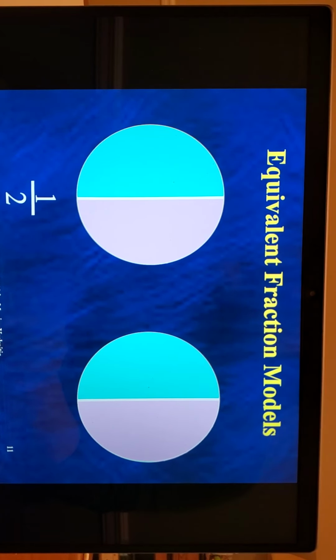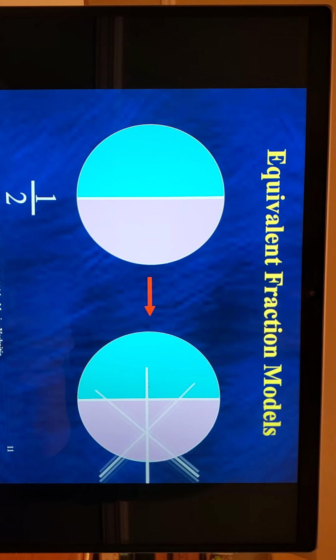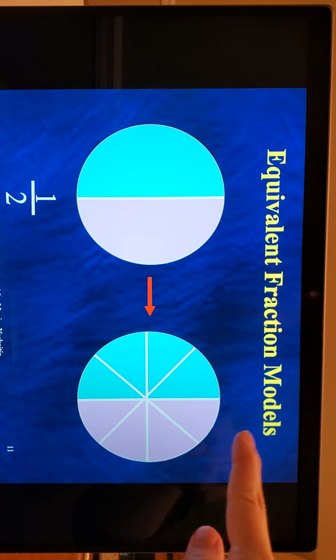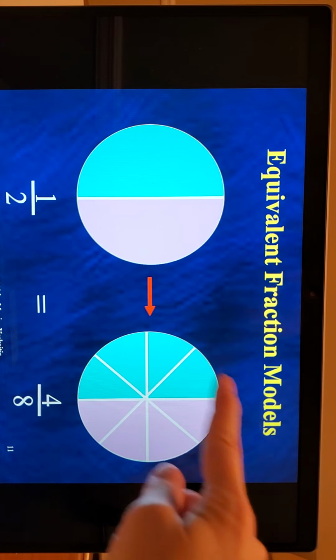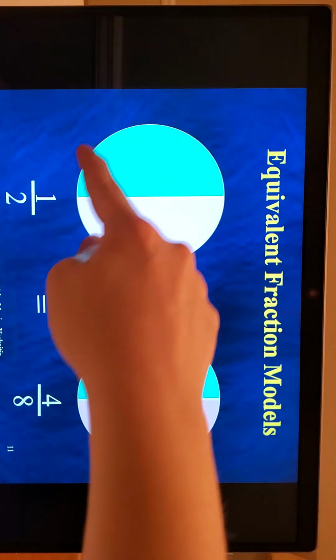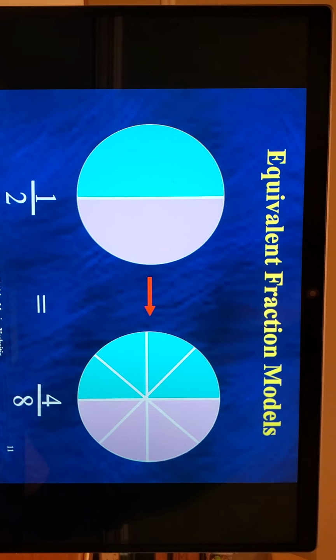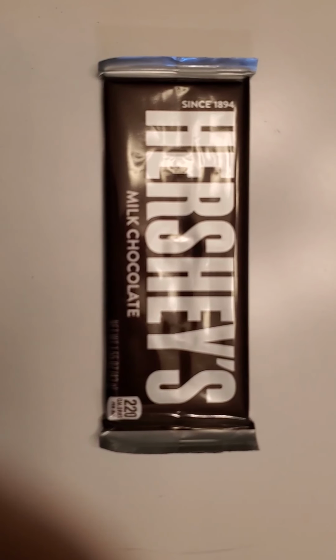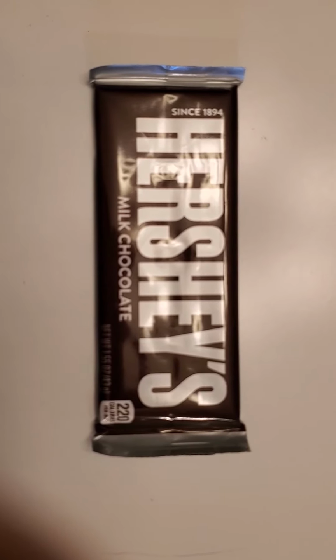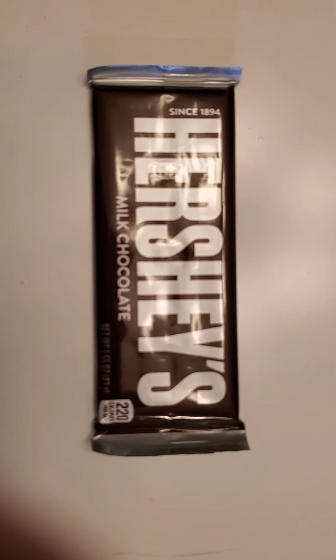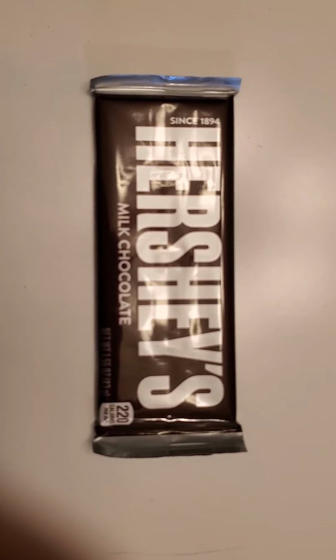We could also do this with a circle. If we have half of our circle is blue. This time I've taken my circle and I've split it into 8 equal-sized pieces. 4 of those pieces are blue. So 4/8 of the circle is equivalent to 1/2 of the circle. So now let's go back to my candy bar. I'm trying to decide which is going to give me more, if I have 1/2 of the candy bar or 6/12 of the candy bar. Let's open the candy bar up and see what we think.